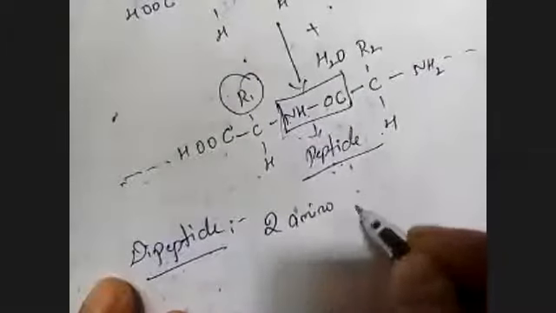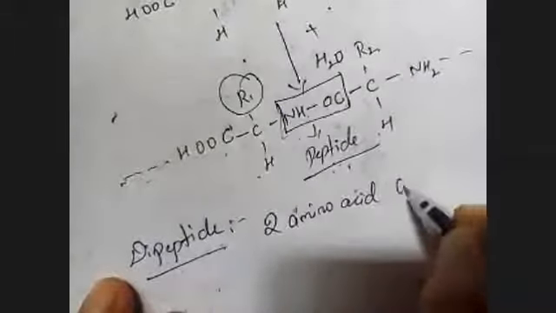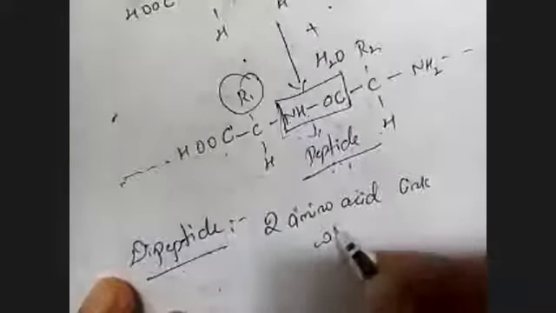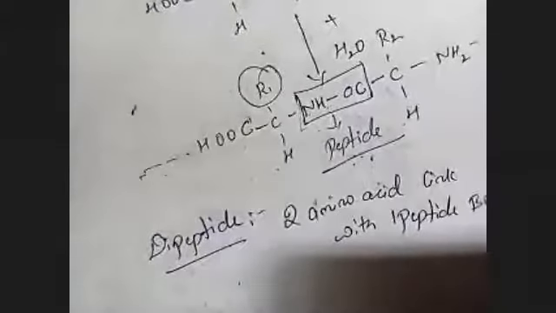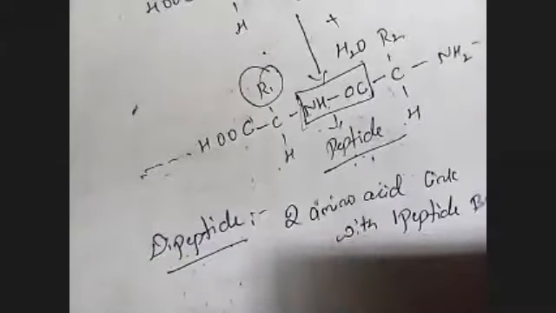Two amino acids linked with one peptide bond. Okay, so you should remember this. If we are specifying the peptide bond, that is not the peptide. Peptide means the amino acid; we call that unit a peptide.